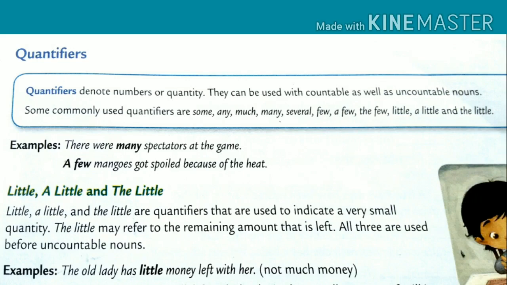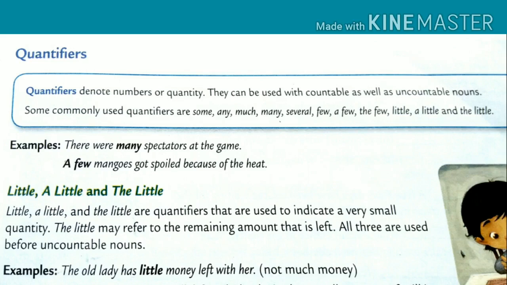Examples: there were many spectators at the game. Second one, a few mangoes got spoiled because of the heat. In these two sentences, they used the quantifiers many and a few. Let's see how to use this and why they used these quantifiers in these sentences. First, we can see about little, a little, and the little. Little, a little, and the little are quantifiers that are used to indicate a very small quantity before uncountable nouns. So if we want to refer to uncountable nouns of small quantity, we have to use these words.